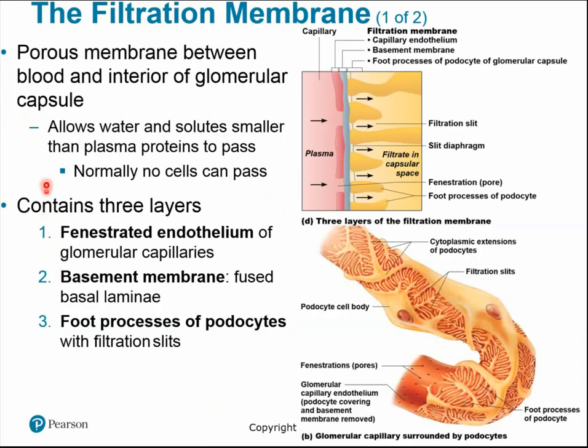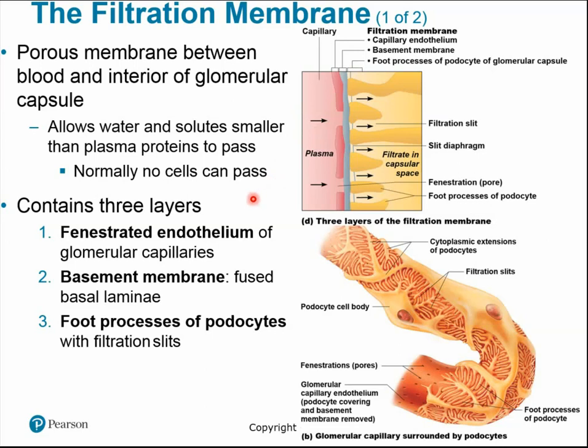So the filtration membrane is the porous membrane between the blood and the interior of our glomerular capsule. So we have our blood capillary and then the membrane from our glomerular capsule. Okay? So things like water and solutes that are typically smaller than your normal plasma proteins will be able to fit through these spaces in the membrane and be filtered out and come through. But like I said, normally cells that are too large would not be able to fit through this membrane and pass through.